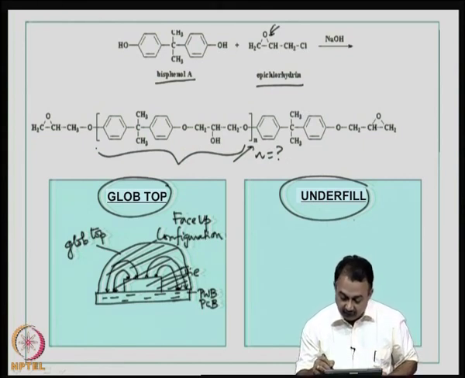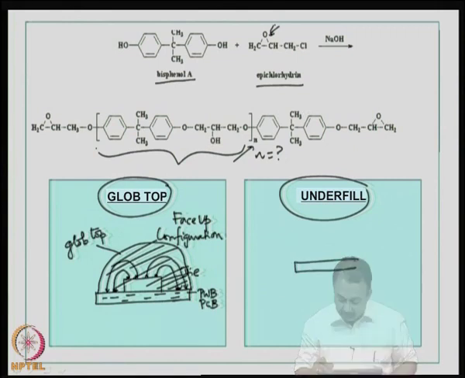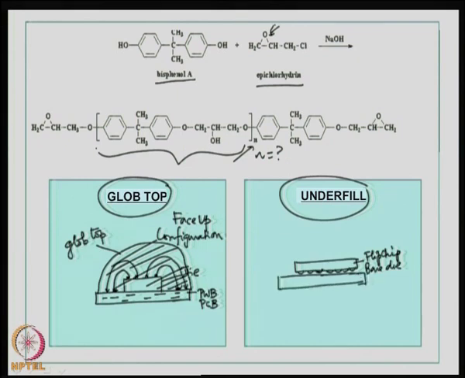In the case of underfill, you have a flip chip. What is a flip chip? It is a chip that is flipped over, which means when you flip it down or flip it over, you have the bumps. This is the flip chip. It is a bare die. Now, you have a substrate on which this is mounted. Okay, this can be a printed wiring board.